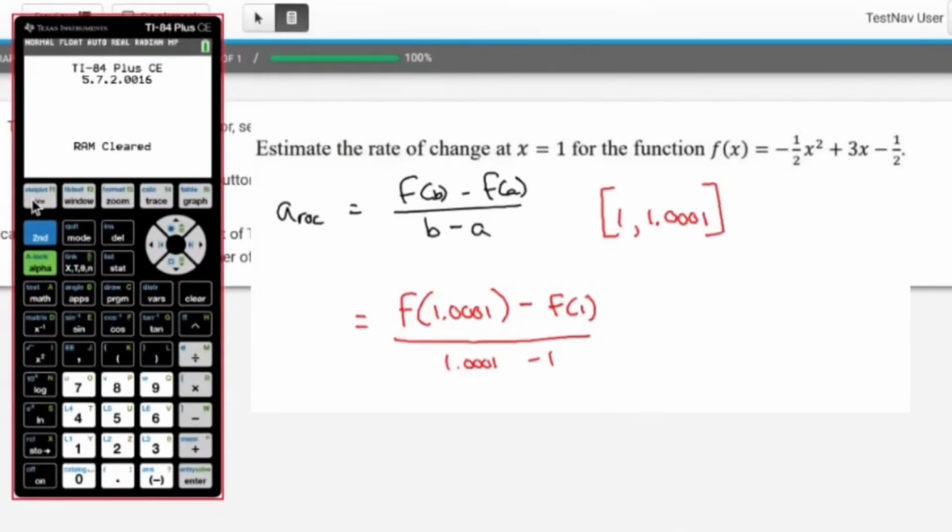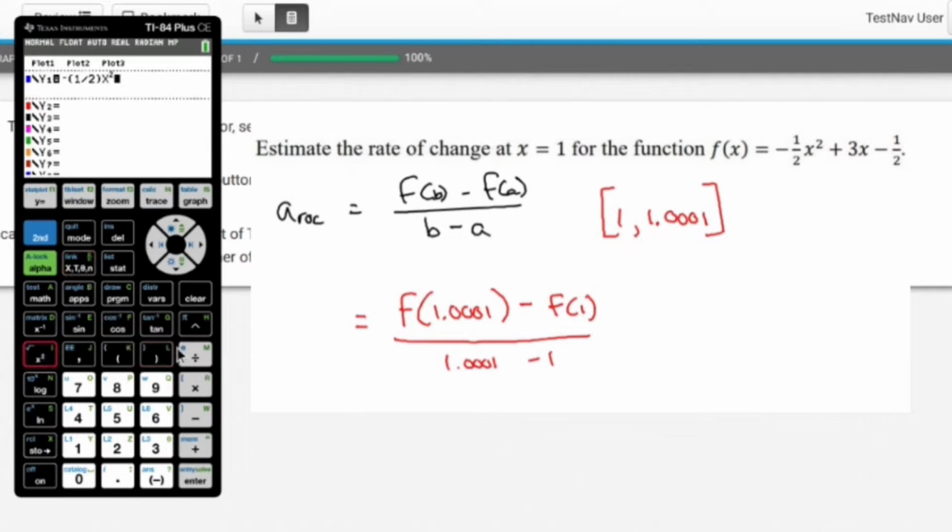All right, so the way we're going to handle this is we're going to type our function right into here. We're going to type out negative 1/2, so negative 1 divided by 2. You could do 0.5 if you want. Really, it makes no difference. Negative 1/2 x squared plus 3x minus 1/2. So I'll do 0.5 because fractions make me nervous.